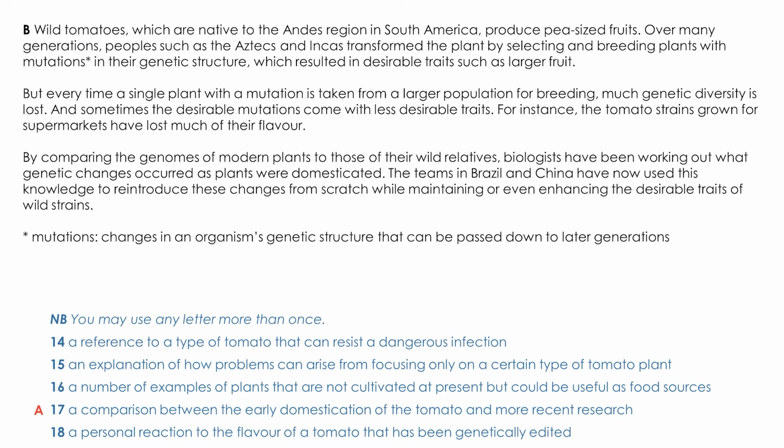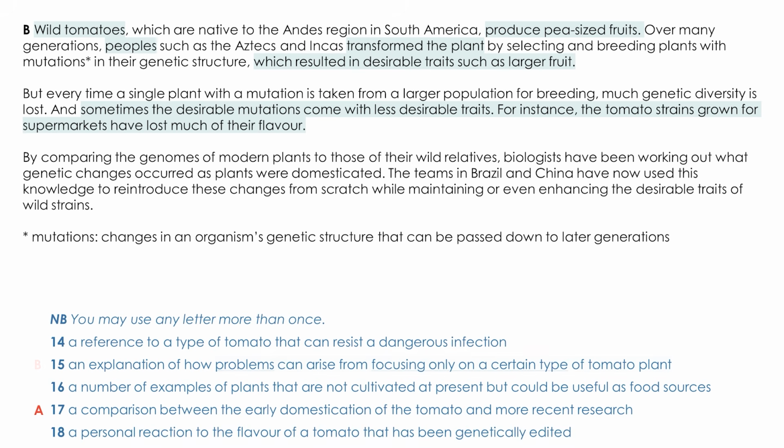Here is the second section. Pause the video now. Done? This answer is spread over several sentences. Wild tomatoes produce pea-sized fruits. People transformed the plant, which resulted in desirable traits or features, such as larger fruits. Sometimes the desirable mutations come with less desirable traits. For instance, the tomatoes grown for supermarkets have lost much of their flavor. Now you know why our tomatoes are so tasteless.